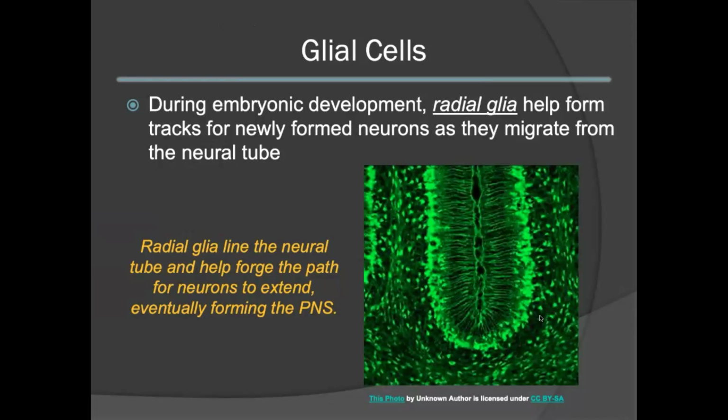Glial cells are also present during embryonic development. Radial glia during development help to form tracks for newly formed neurons as they migrate away from the neural tube. These will help forge the path for neurons to extend, which will eventually lay the foundation for the formation of the peripheral nervous system.